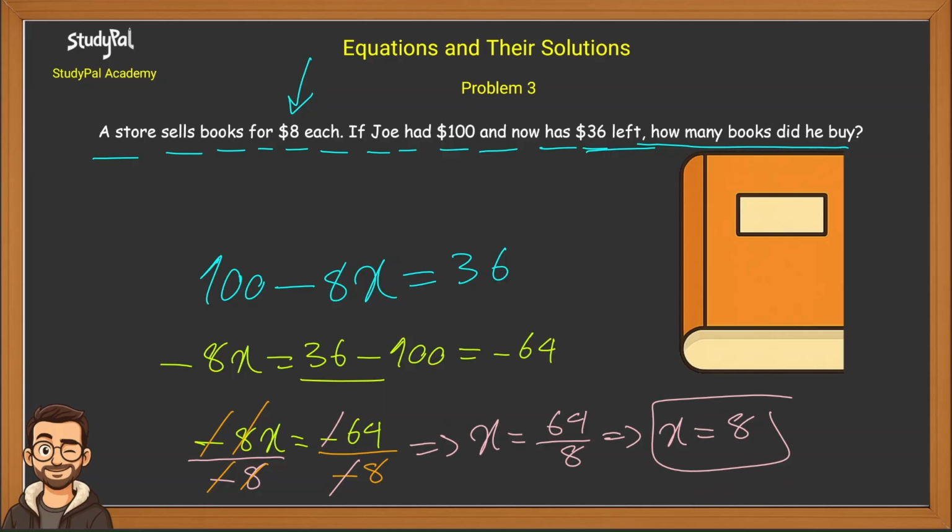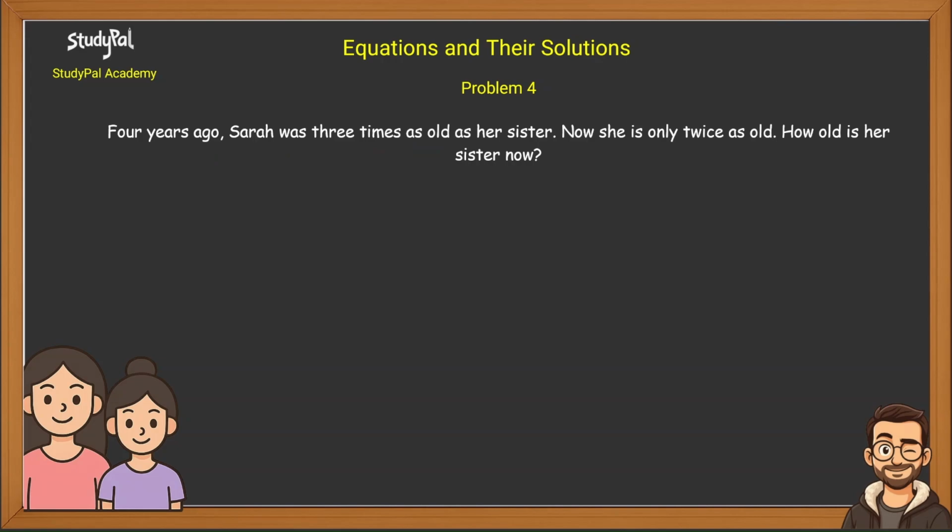Let's go to the next question, which might seem a little bit challenging, but let's go through it. It says 4 years ago, Sarah was 3 times as old as her sister. Now she is only twice as old. How old is her sister now?